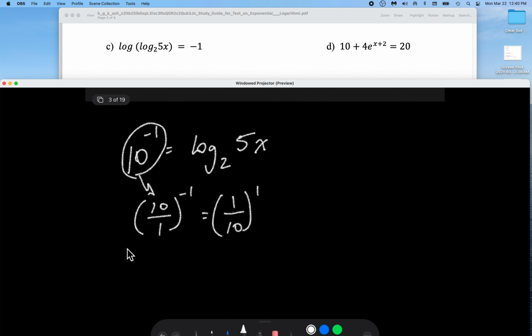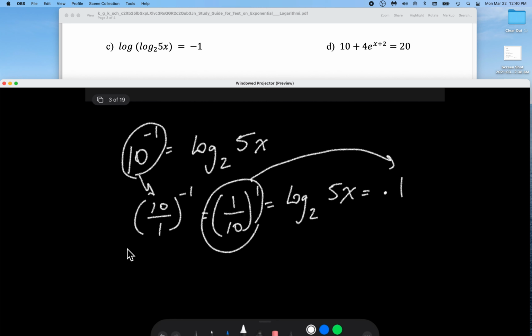So now we have, I'm going to change 1 over 10 to something calculator friendly, and I'm going to do whirlybird. So 2 to the 0.1 power equals 5x. And when you do that in a calculator and divide by 5, you get x equals 0.214. Okay, next one.